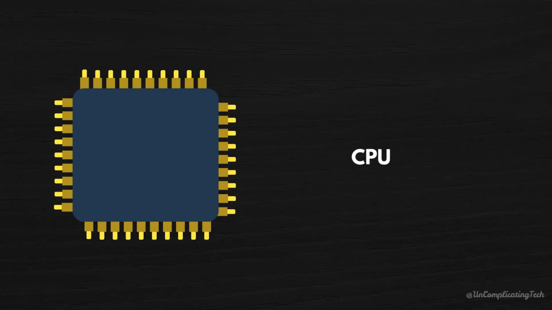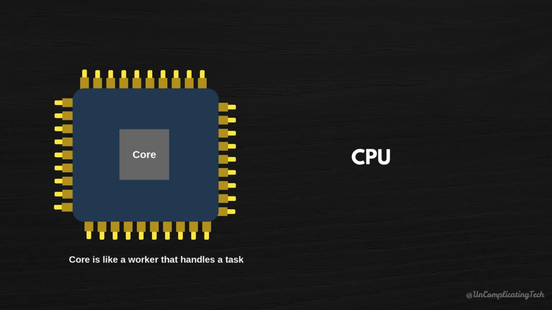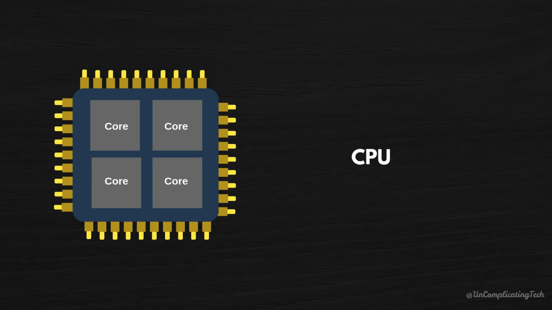Your computer runs programs using the CPU. A CPU, or central processing unit, has cores. A core is like a worker that can handle one task at a time. Modern CPUs usually have multiple cores, so they can juggle multiple things at once.